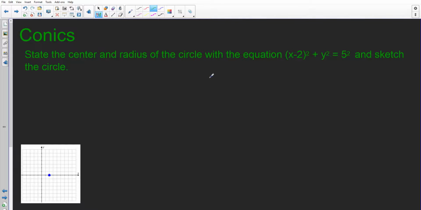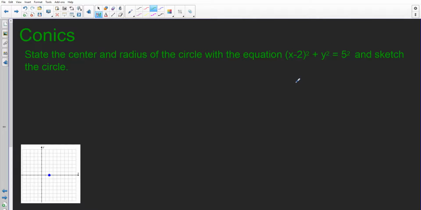All right, so let's take a look at this question. It says: state the center and radius of the circle with the equation (x − 2)² + y² = 5², and sketch the circle. So the first thing we need to do is discuss how we're going to figure out what this means.